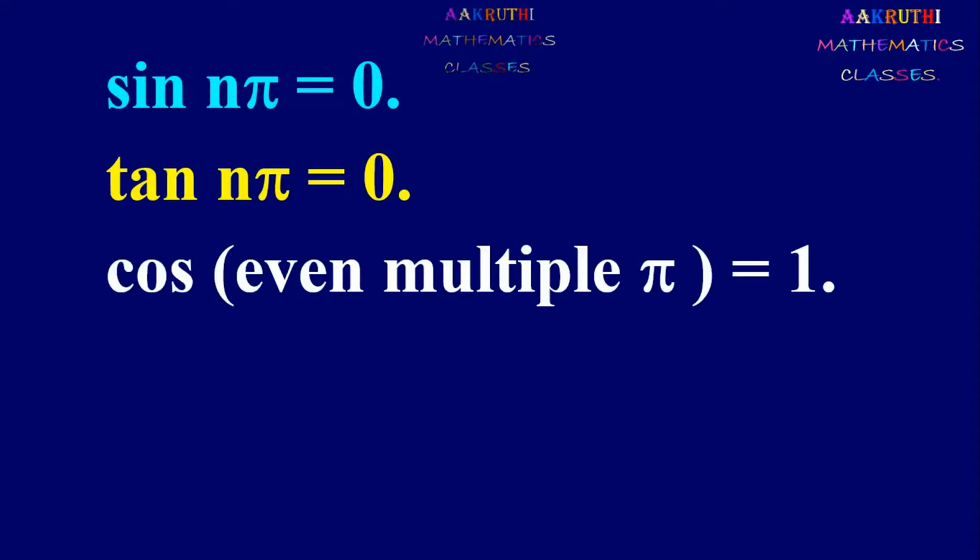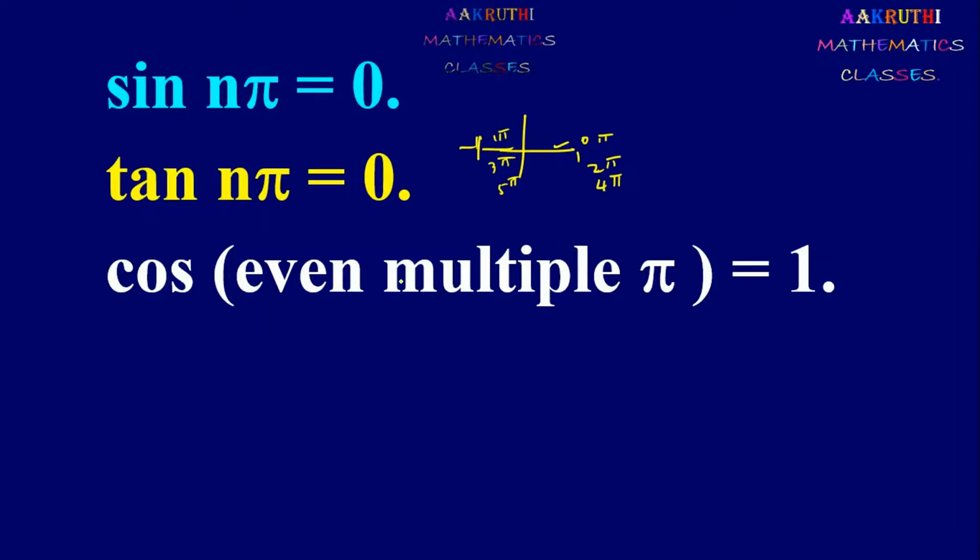So next, cos of even multiples of pi equal to 1. We know that cos 0 pi is cos 0, so cos 0 is 1 and cos 180 is minus 1. Cos of 0 degree is 1; it can be written as 0 pi. So cos of 0 pi is 1. And cos of 1 pi, that is cos of pi, is minus 1. Then cos of 2 pi is cos of 360 degree, again 1. Cos of 3 pi is minus 1, cos of 4 pi is 1, and cos of 5 pi is minus 1.